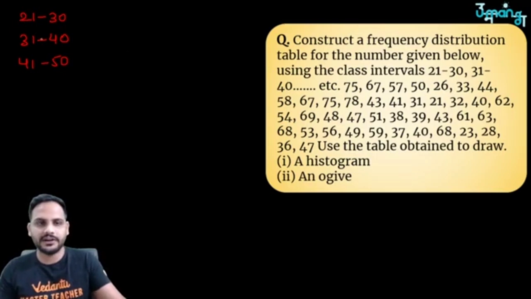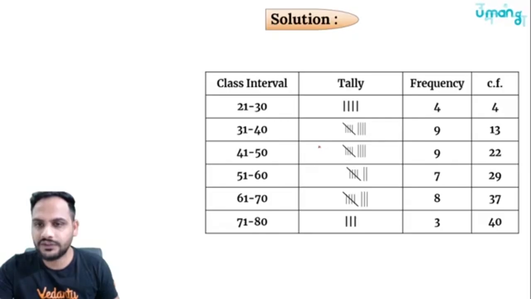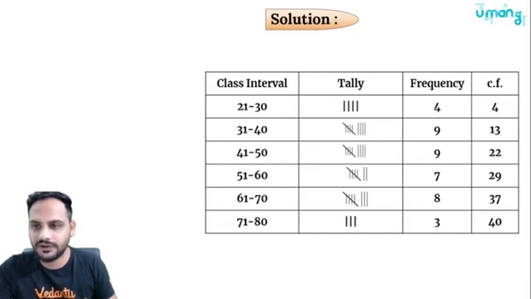So 21 to 30, see this is not continuous. So 21 to 30, all the values put in the first part, 31 to 40 in second, 41 to 50 in third. So this way if we make the table 21 to 30, 31 to 40, 41 to 50, 51 to 60, 61 to 70, 71 to 80.